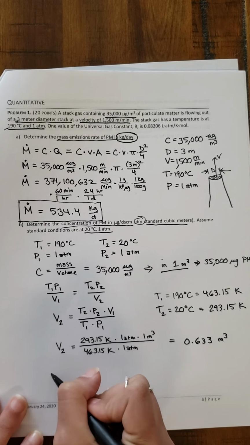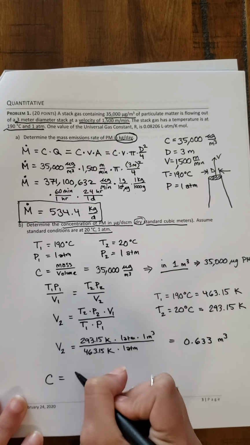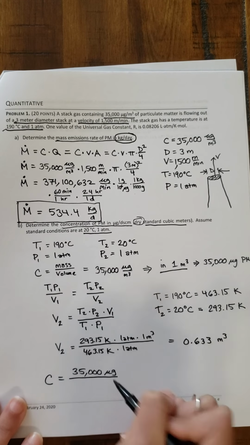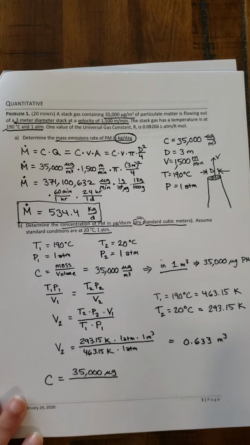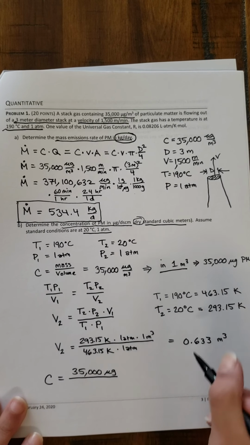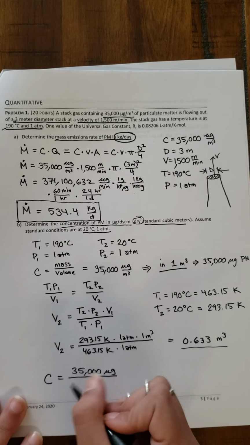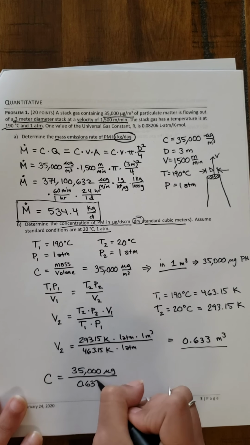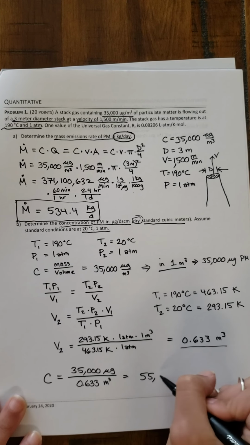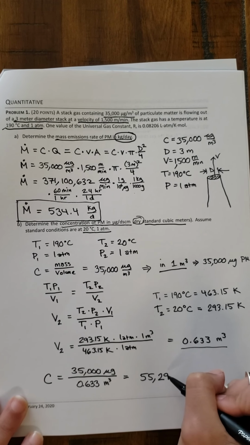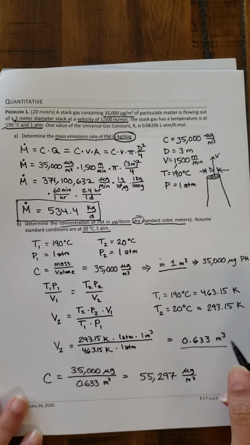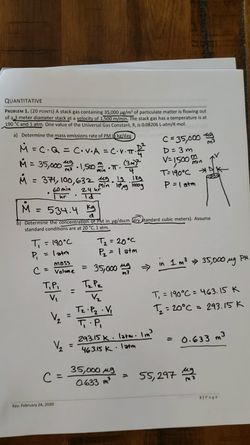And so our concentration now is 35,000 micrograms. We still have the same amount of particulate matter, or mass, in that volume, but the volume has changed. It's gone from 1 cubic meter to 0.633 cubic meters. So we can put this on our bottom here and calculate that, and we should get a concentration of 55,297 micrograms per cubic meter, and that's under the dry standard cubic meter conditions.